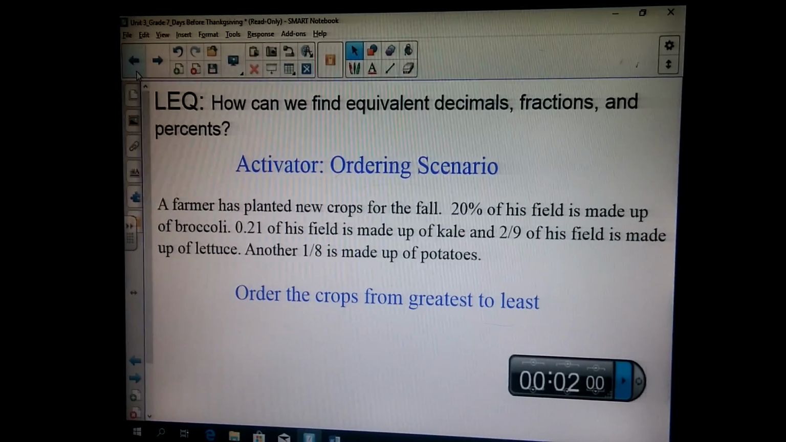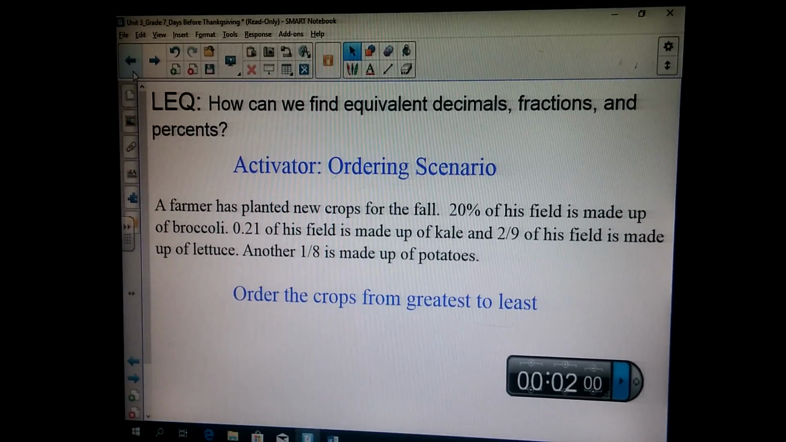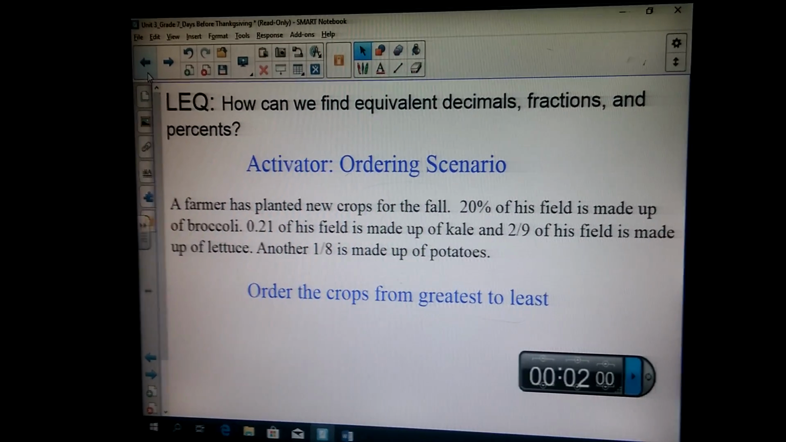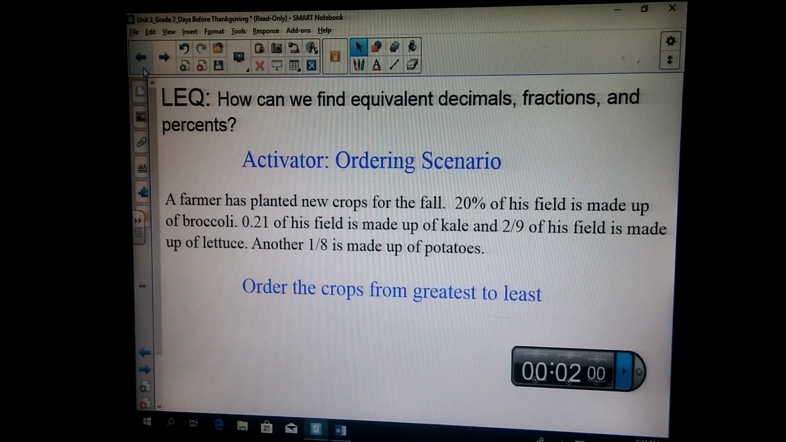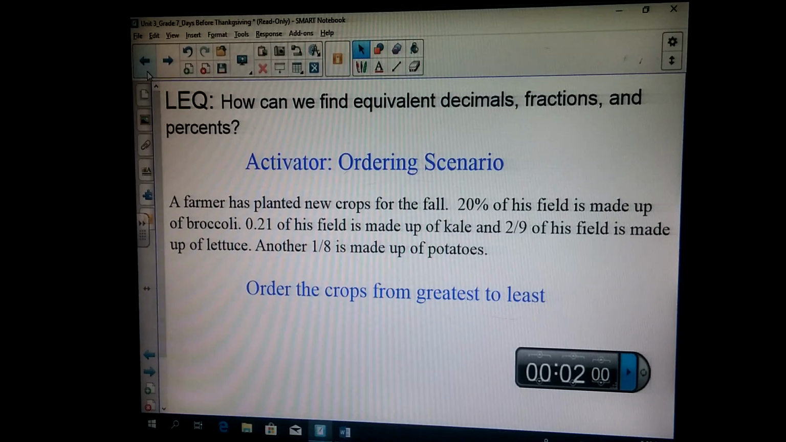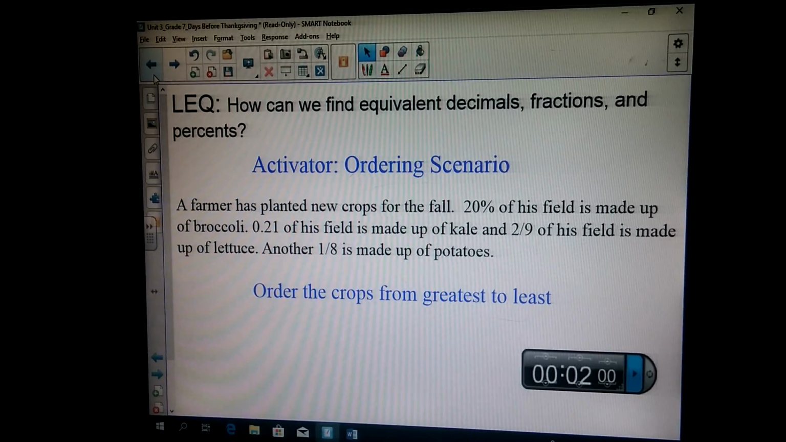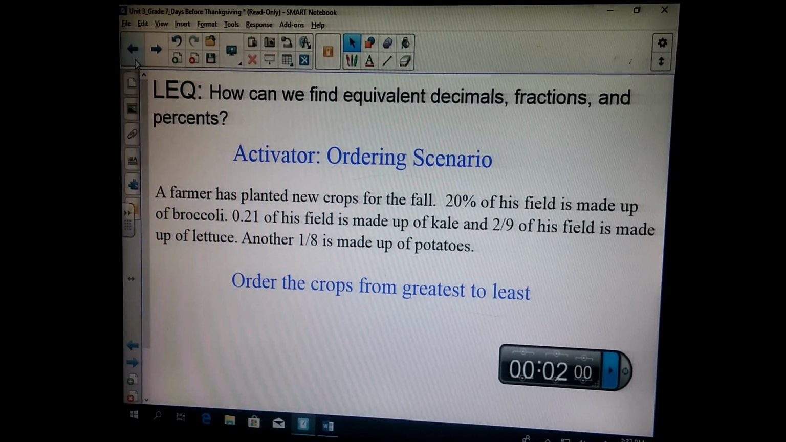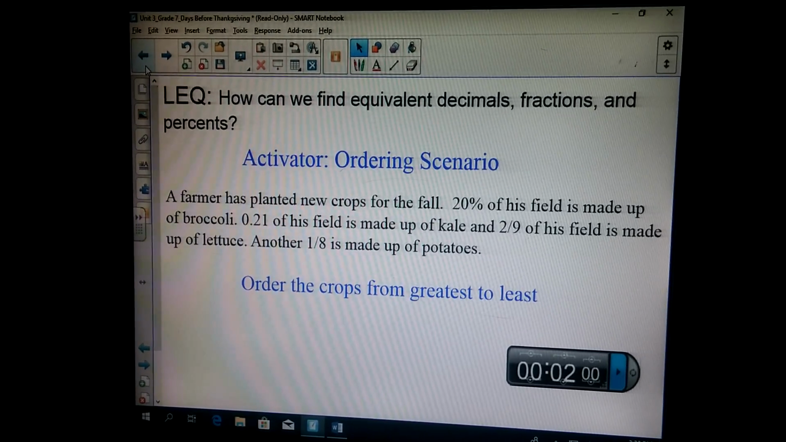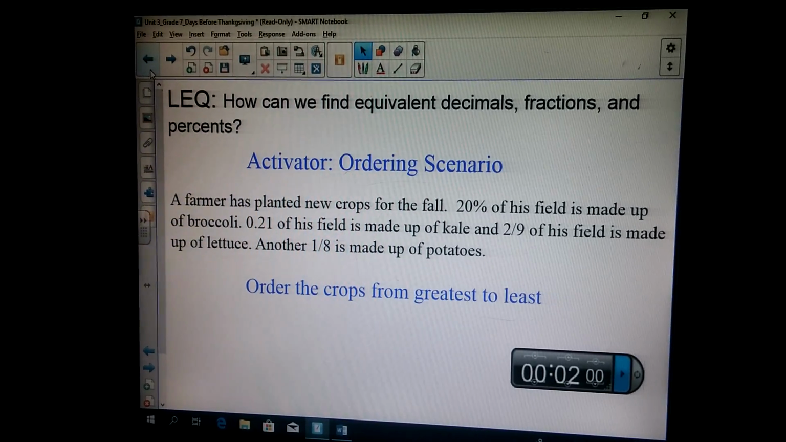So today's lesson is on finding equivalent decimals, fractions, and percents. So here's the activator. A farmer has planted new crops for the fall. 20% of his field is made up of broccoli, 0.21 of his field is made up of kale, and 2/9 of his field is made up of lettuce. Another 1/8 is made up of potatoes. Order the crops from least to greatest.